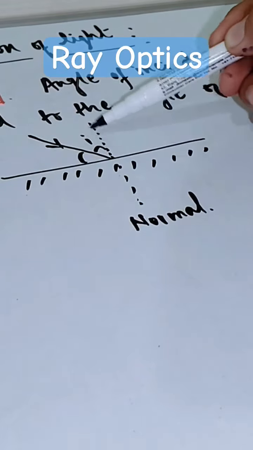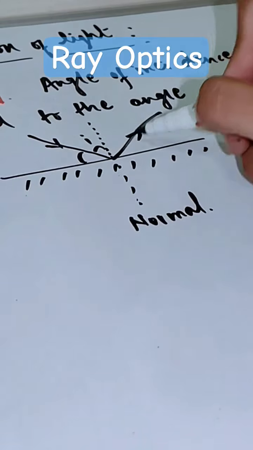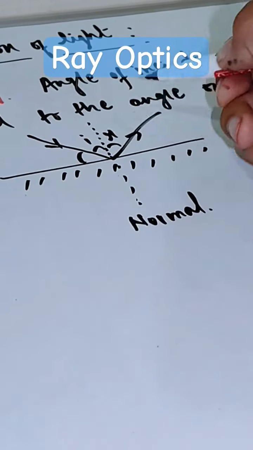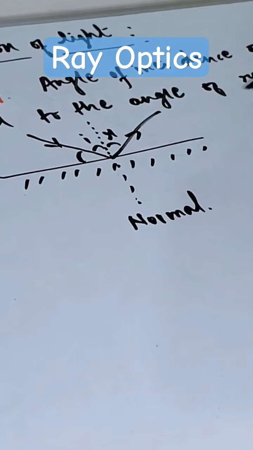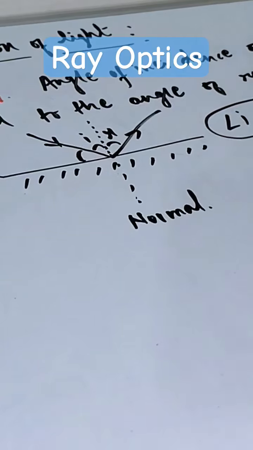So if it is I with respect to the normal, and if it bounces back at an angle R with respect to the normal, then angle I must be equal to angle R. That is the first law.